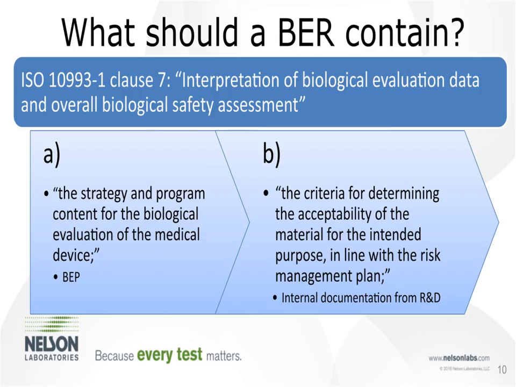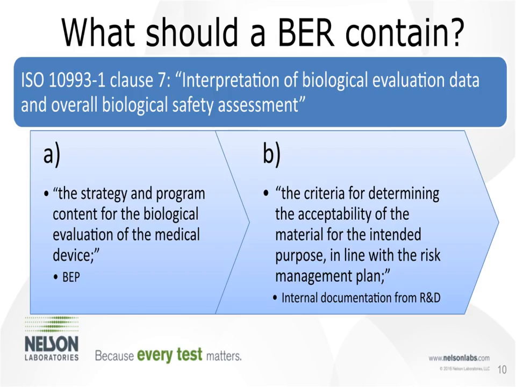So at this point, I thought it would be good to go over what a BER should contain. Now this is outlined out of ISO 10993-1 in Clause 7, for the section titled Interpretation of Biological Evaluation Data and Overall Biological Safety Assessment. So they have 7 points, A through G, where they've identified what should be included in this final evaluation. And the first part under A is the strategy and program content for the biological evaluation of the medical device. So this is where we are laying out what the evaluation plan was.